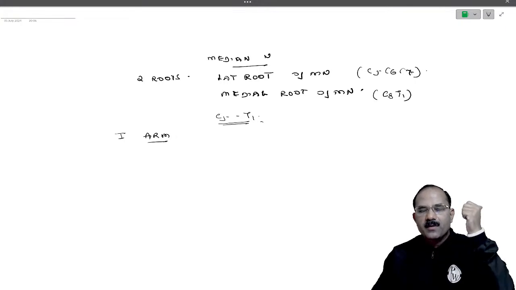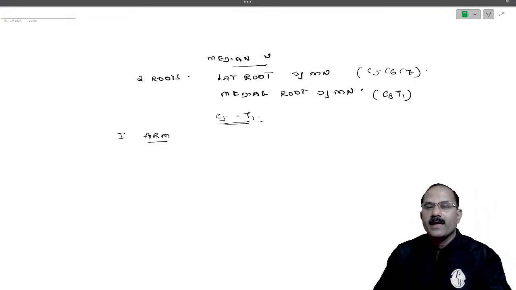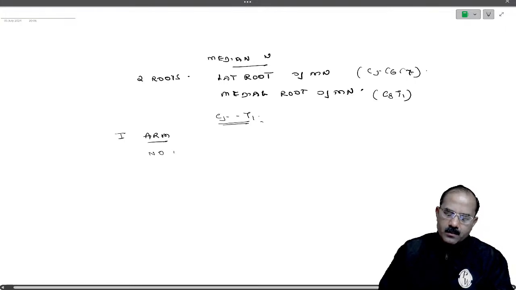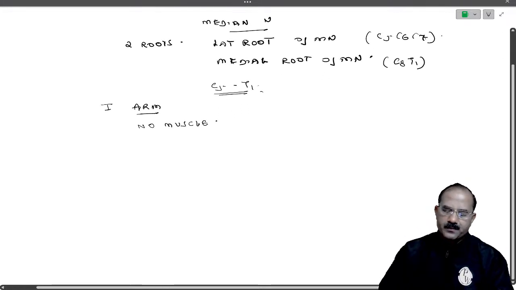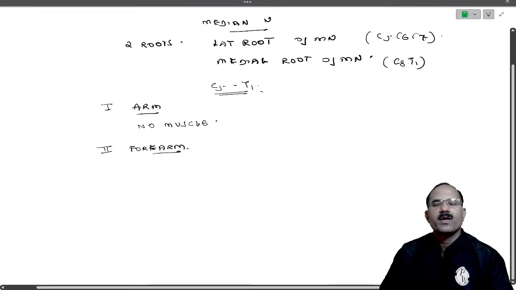वैसे arm में which are the muscles? एक biceps है, brachialis है, coracobrachialis है. And which is the nerve in the anterior compartment of the arm? Musculocutaneous nerve. So does median nerve supply any muscle in the arm? No muscles. So in the arm, it does not supply any muscle. Okay. Now let us come to the forearm. Okay, so what are the muscles supplied by the median nerve in the forearm?